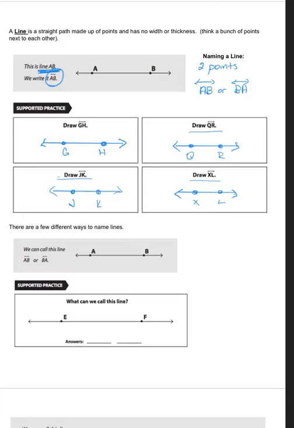Looking at the next part, which we already kind of mentioned, there are multiple ways to name a line. In these cases, the thing I want you to remember is that order doesn't matter. So we can call this line AB, or we can call it line BA. It doesn't matter. The important thing is you have to label.